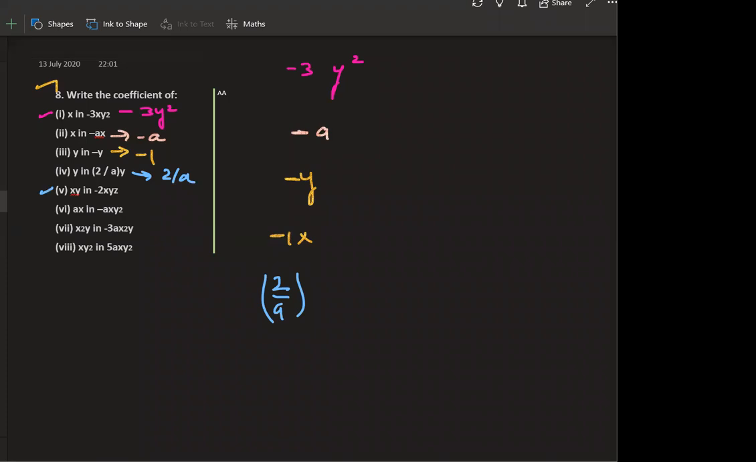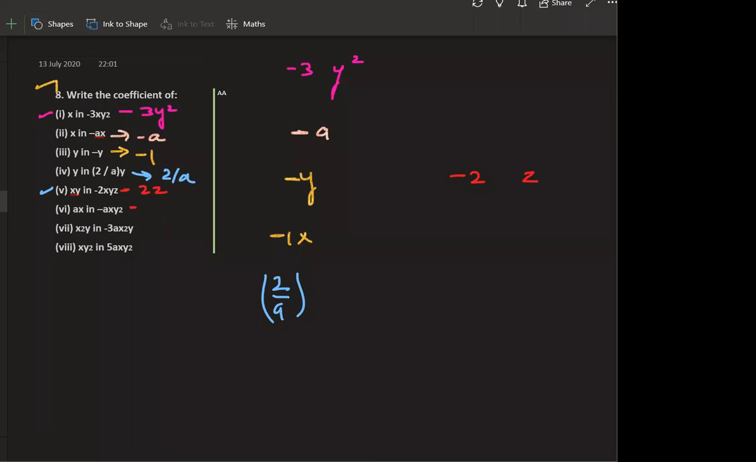Next, xy in minus 2xyz. Minus 2xyz and coefficient of xy. तो xy का coefficient find करना है, तो xy को remove कर दो. What will you get? Minus 2z. This is the coefficient.